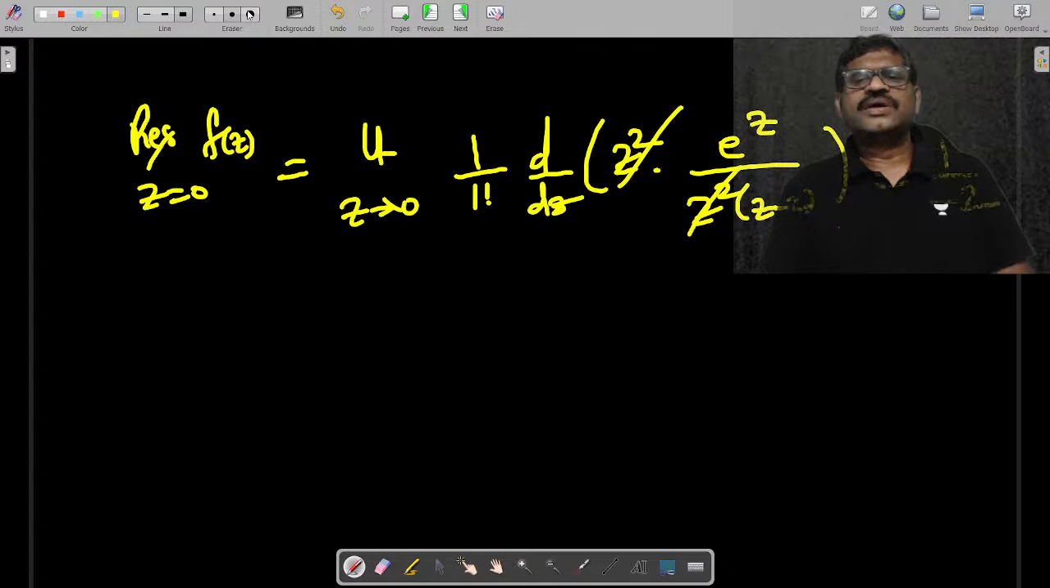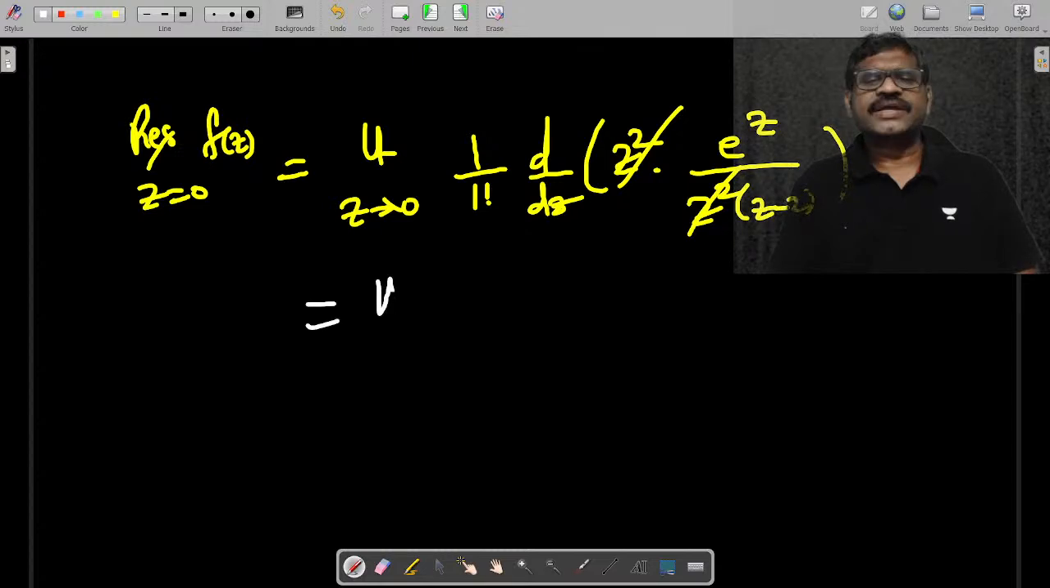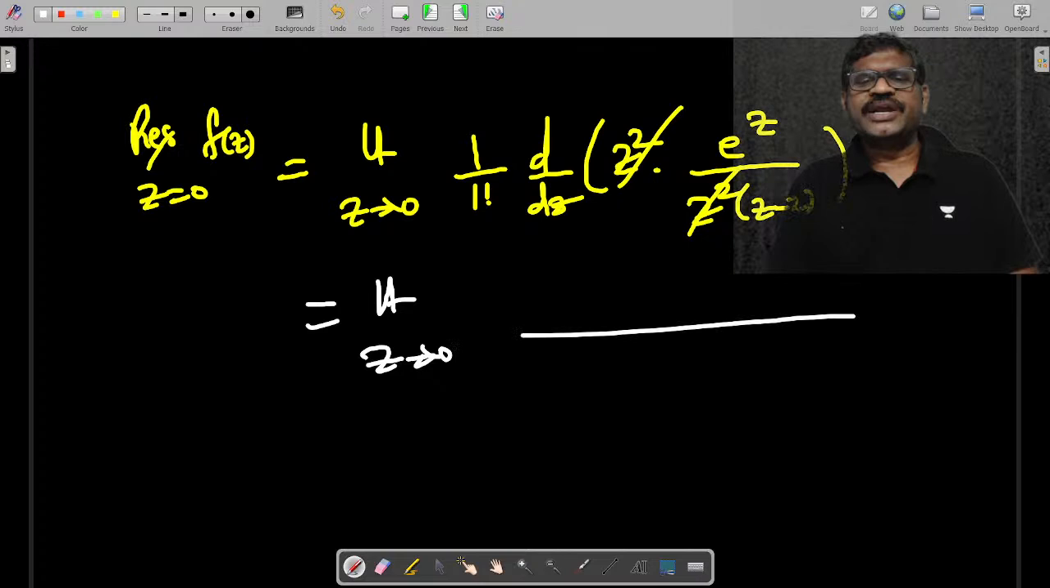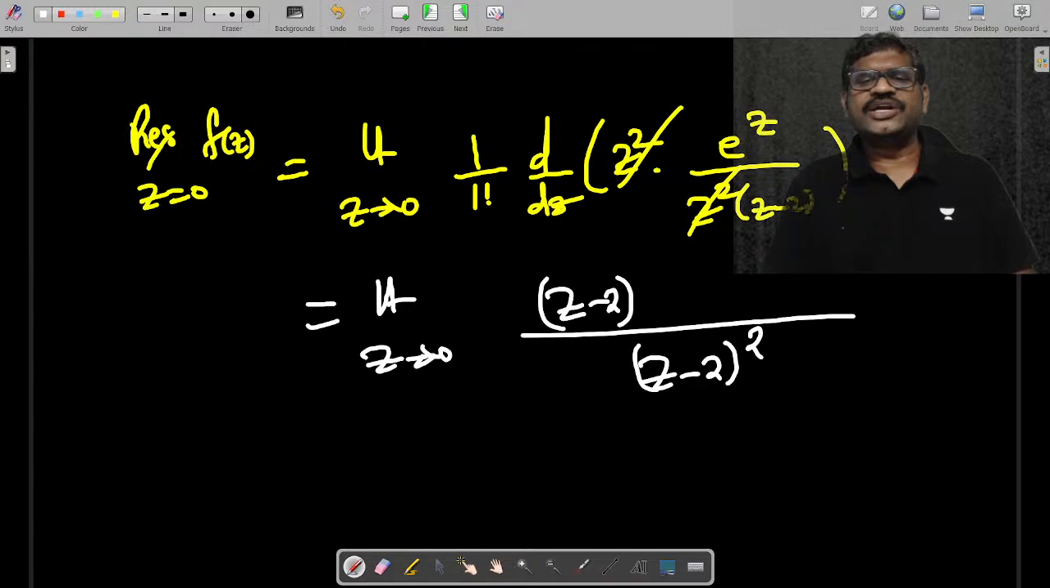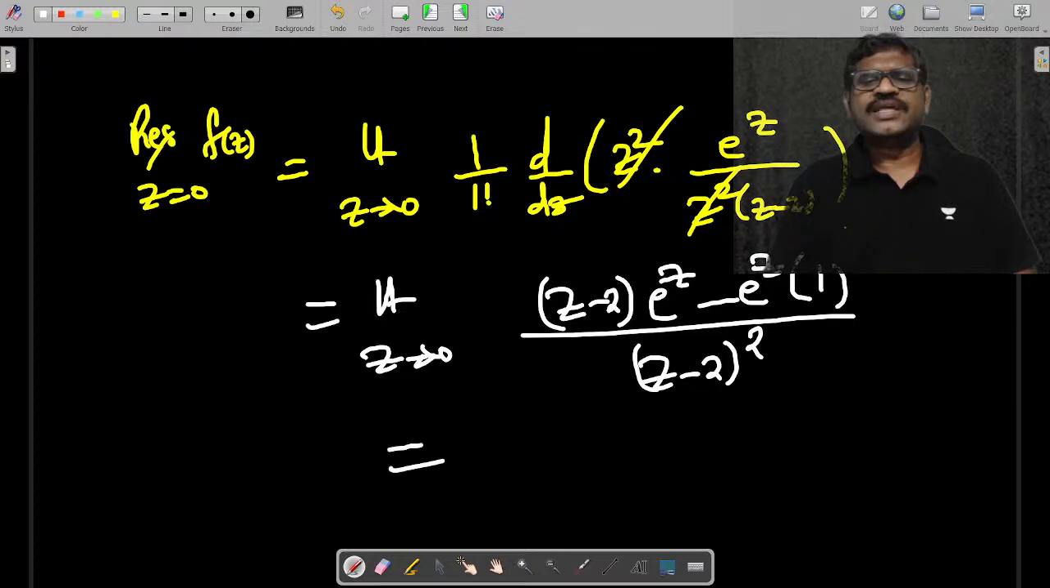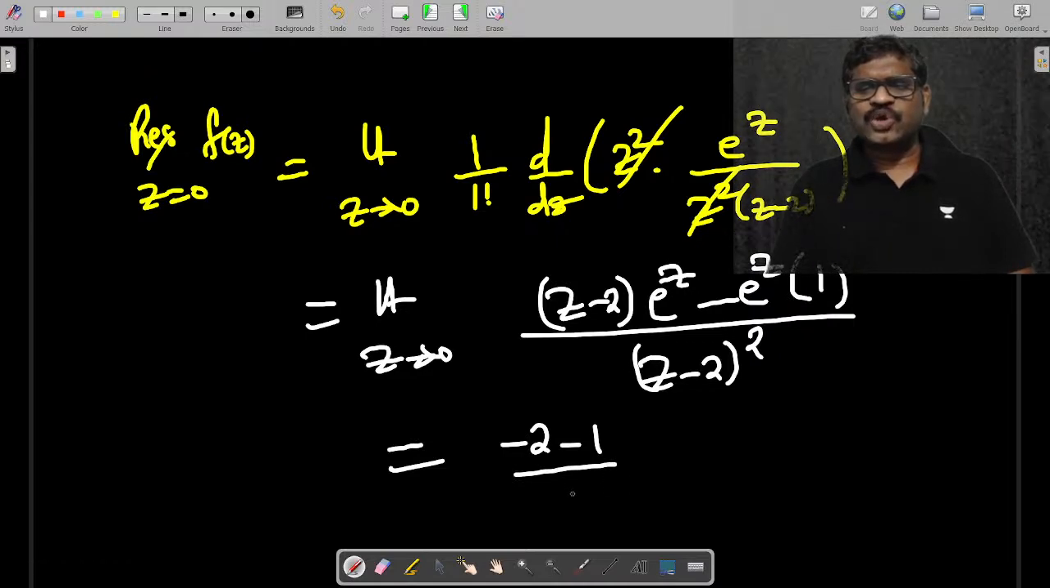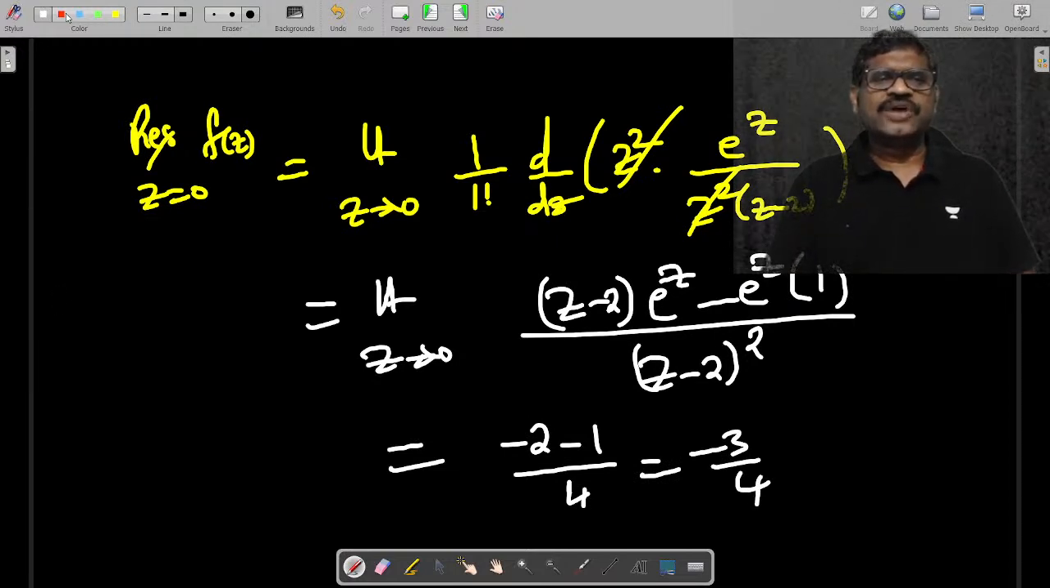Now here you have to differentiate. Limit z tends to 0: the denominator is (z minus 2) whole square. The numerator is (z minus 2) into e^z minus e^z into the differentiation of (z minus 2). When z is tending to 0, minus 2 into e^0 is minus 2, minus e^0 is 1, by (0 minus 2) whole square is 4, that is minus 3 by 4. The residue of f(z) at z equal to 0 is minus 3 by 4.